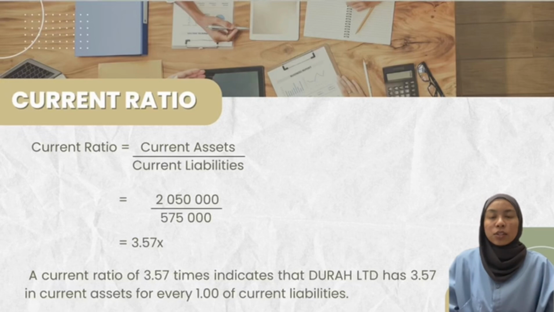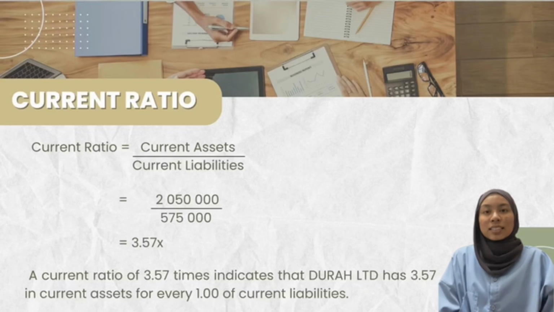Firstly, the current ratio. The current ratio is calculated by dividing a company's current assets by its current liabilities. In this case, it is calculated by dividing 2,050,000 by 575,000, resulting in a current ratio of 3.57 times. This means DURAH LTD has 3.57 units of current assets for every 1 unit of current liabilities.